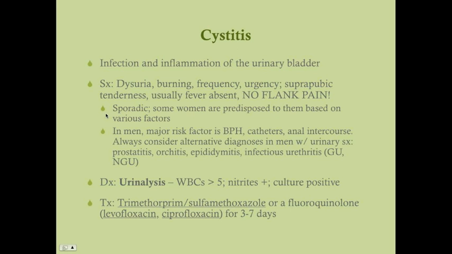So cystitis is generally sporadic in women. Some women are just predisposed to it based on various factors. Some women get it more frequently than others. That's just the way it is. It can be completely coincidental in women, but in men, there's always something behind it. So in men, it could be BPH, it could be catheters, it could be the practice of anal intercourse. If you have a diagnosis of cystitis in a man, you always need to consider what's behind it, because it's never the way it is in women, where women can get this like the cold or the flu.